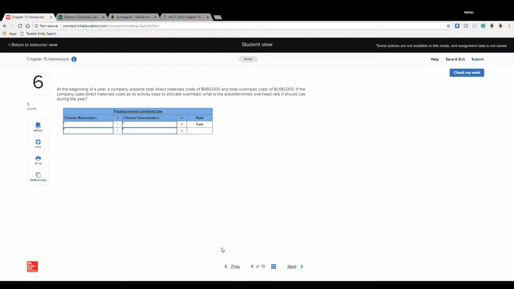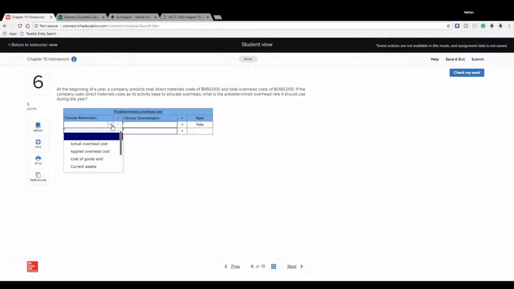Alright, question 6. We're brought back to our rate, so let's see what we got on this question. At the beginning of the year, a company predicts total direct material cost of $950,000 and total overhead cost of $1,190,000. If the company uses direct materials cost as an activity base to allocate overhead, what is the predetermined rate?